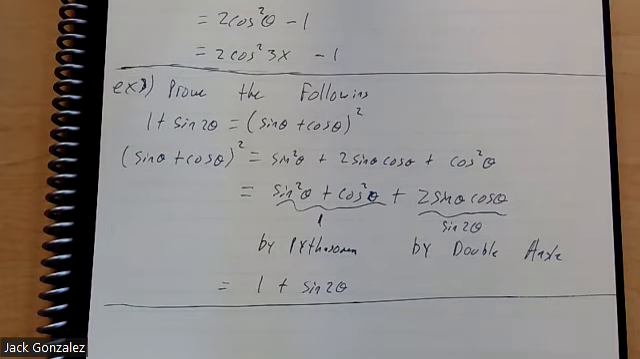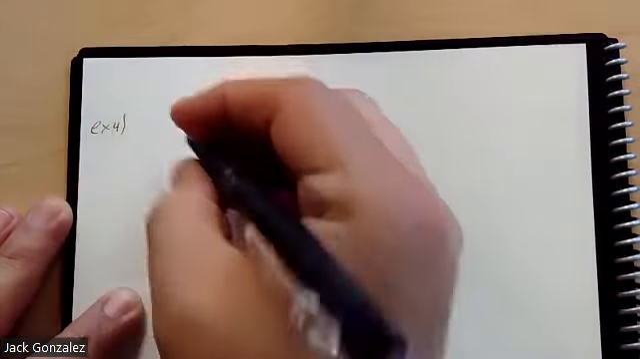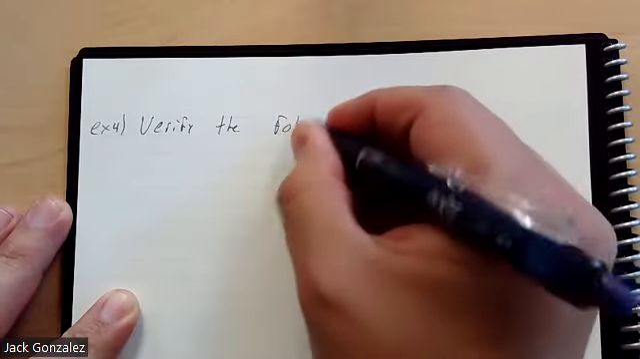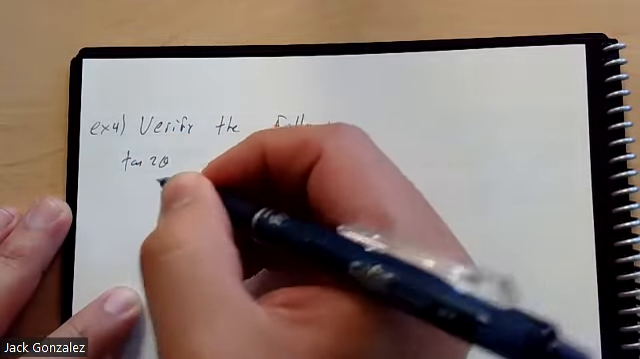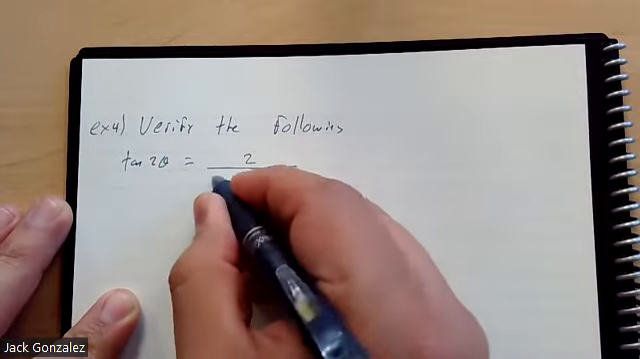Okay, the next one's gonna be a hard proof. You guys okay on this page? Verify the following. Prove that tangent of 2 theta is equal to 2 over cotan minus tan.